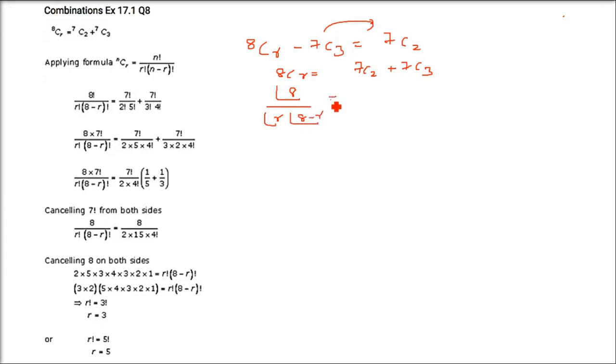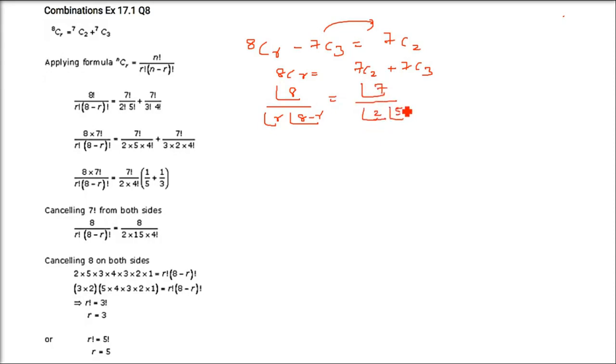Now we have 8CR minus 7C3 equal to 7C2. Now we are taking 7C3 on the right hand side. So 8CR equal to 7C2 plus 7C3. Now I am writing 8CR as factorial 8 by factorial R factorial 8 minus R. And this is factorial 7 by factorial 2 factorial 7 minus 2.